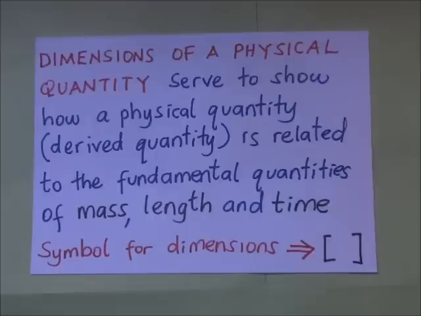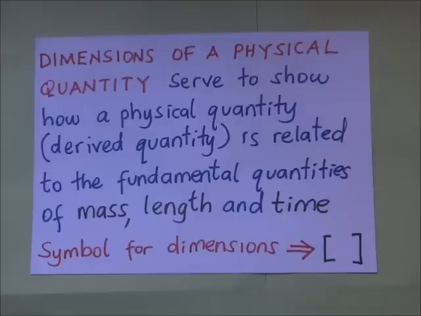In this video, we get to look at the dimensions of a physical quantity. Now, the dimensions of a physical quantity are simply there to show how these other quantities, such as volume and acceleration, relate themselves to the three fundamental quantities. In our previous video, we said that the three fundamental quantities are mass, length, and time. Therefore, dimensions of a physical quantity will serve to show how these physical quantities, what we are calling the derived quantities, are related to the fundamental quantities of mass, length, and time.